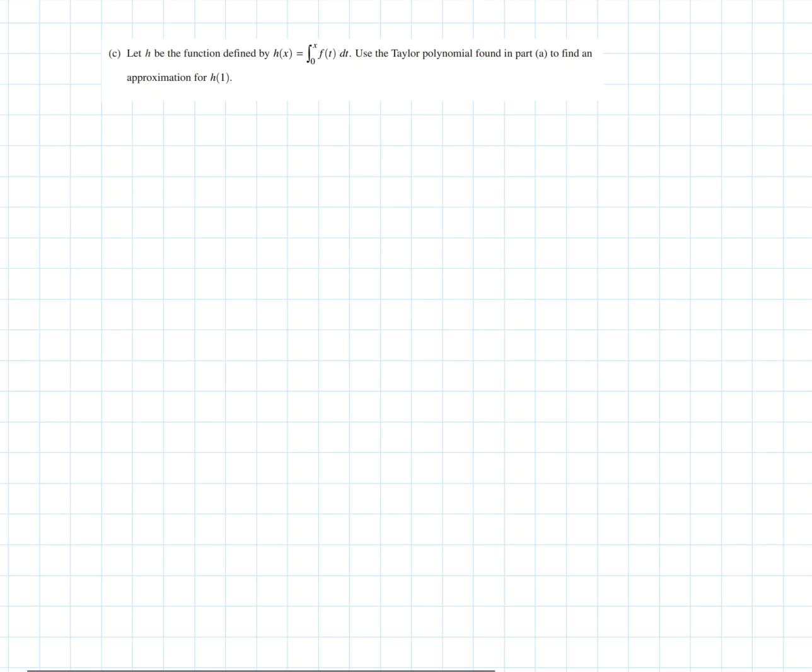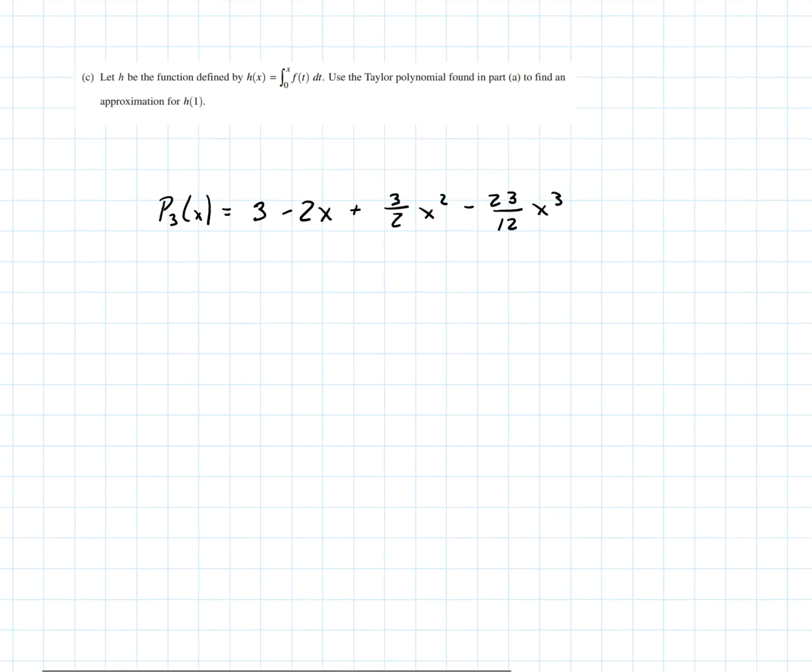And we're going to use the Taylor polynomial we found in part A to find an approximation for h of 1. So the first thing we'll do is copy the Taylor polynomial from part A for our convenience. And you'll recall that this Taylor polynomial was an approximation for f of x. So now we're looking for h of 1, and we'll say that h of 1 is going to be equal to the integral from 0 to 1 of f of t dt.